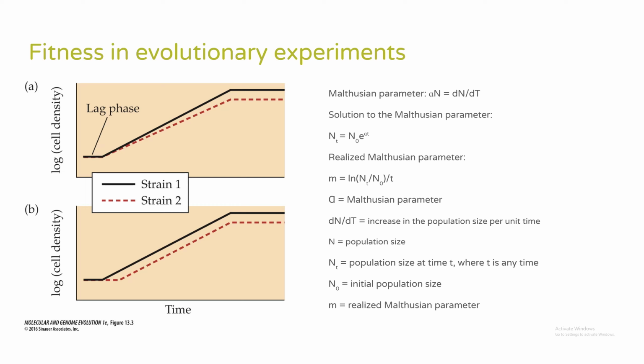This figure shows two different ways a strain could have a Malthusian parameter that is 10% lower than another. In example A, strain 1 grows faster than strain 2, and in example B, strain 1 has a shorter lag phase than strain 2. In both, strain 1 has a Malthusian parameter that is 10% higher. These types of comparisons are often made between founding populations and evolved populations in experimental molecular evolution.